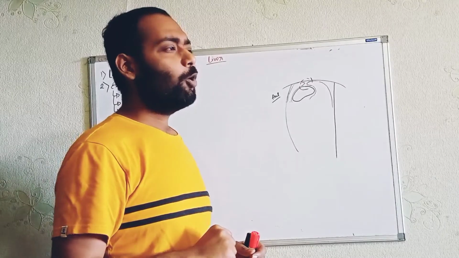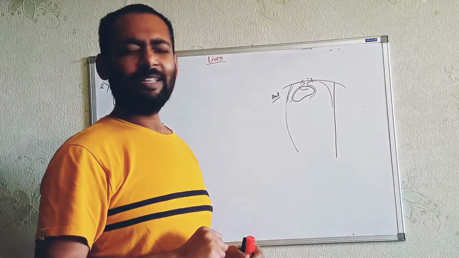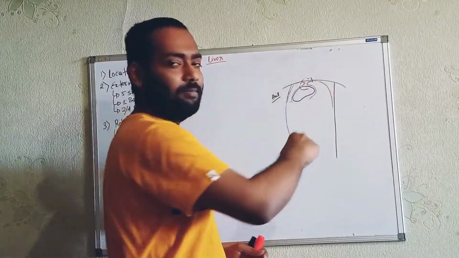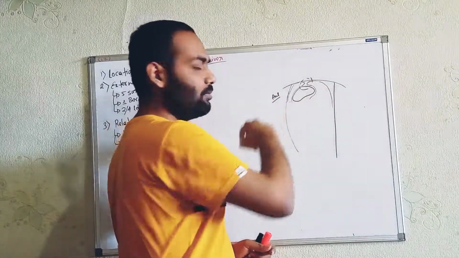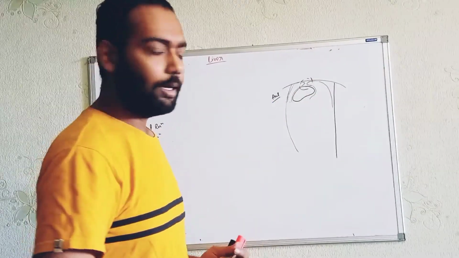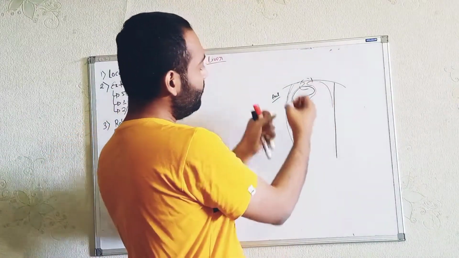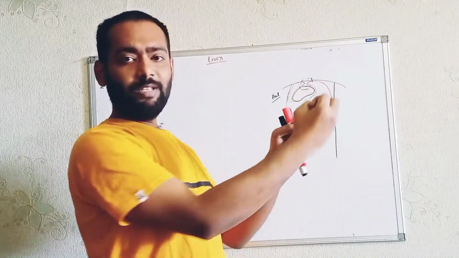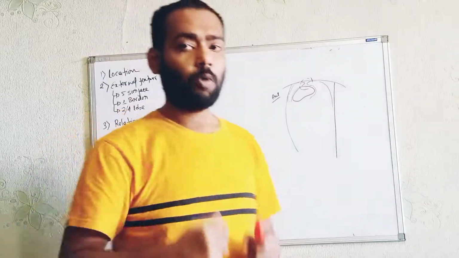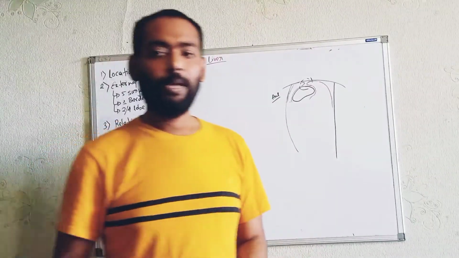And when I say coronary ligament, it's not the coronary artery of the heart. This is different. So the origin of the ligament is what? The origin of the ligament is peritoneum.